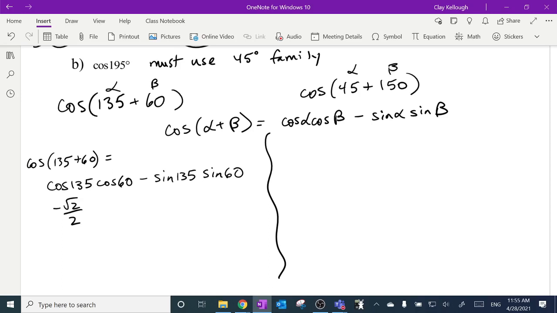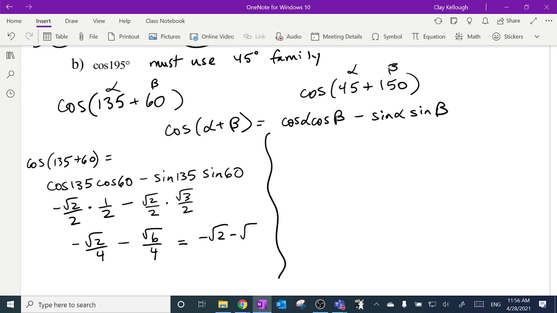Cosine of 60 is, what is the cosine of 60? The sine of 30 is a half, so the sine of 60 is root 3 over 2. So the cosine of 60 is a half. Right? Minus sine of 135 is positive. And the sine of 60 is root 3 over 2. So I'm going to get negative root 2 over 4 minus root 6 over 4, which is negative root 2 minus root 6 over 4.